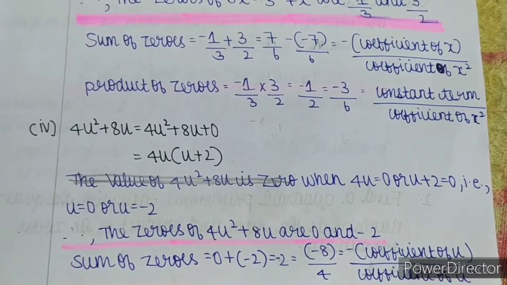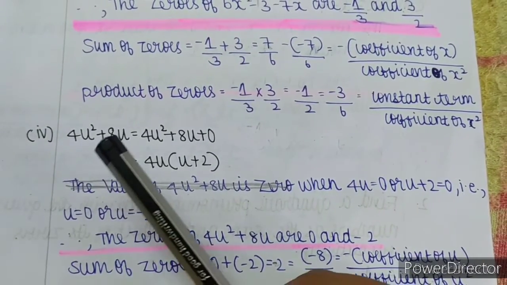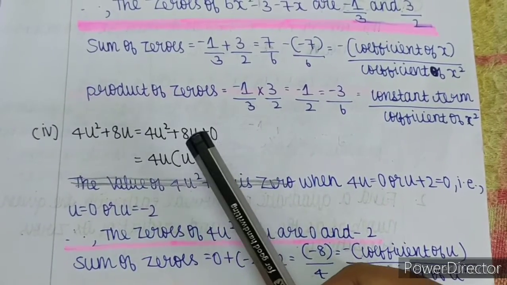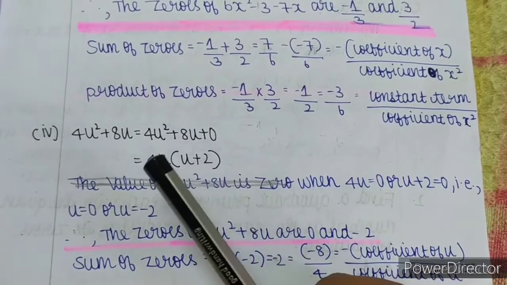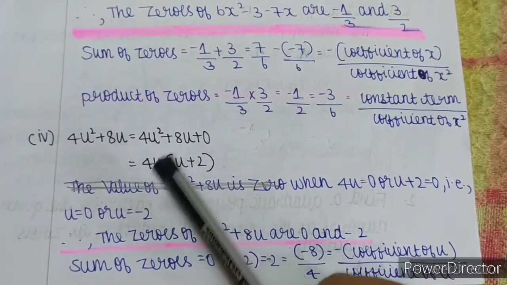The fourth subdivision of the first question of exercise 2.2 is 4u square plus 8u. Here you need to note that there is no constant term. So in the place of the constant term you can write 4u square plus 8u plus 0. On factorizing it by taking 4 and u as common, we get 4u into u plus 2.